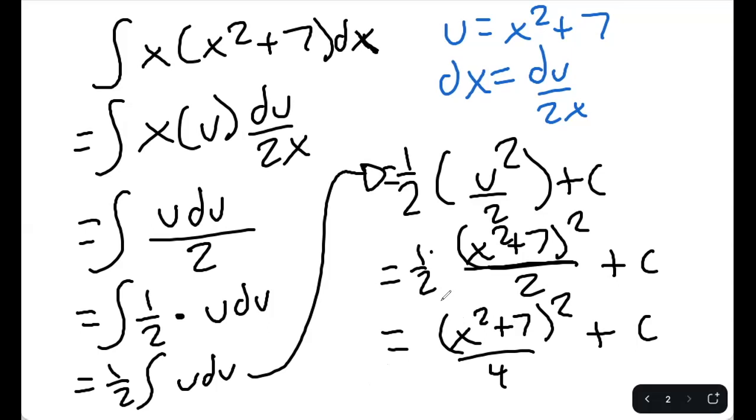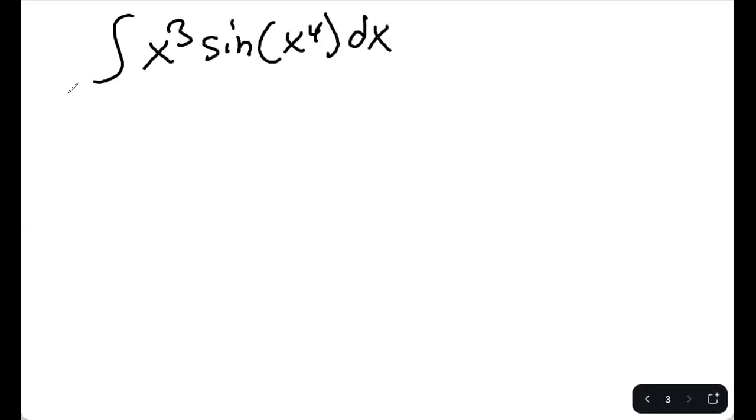If you ever check your work after doing a u substitution problem by finding the derivative of your answer, it's always going to require the chain rule. What if I had the integral of x cubed times sine of x to the fourth dx?